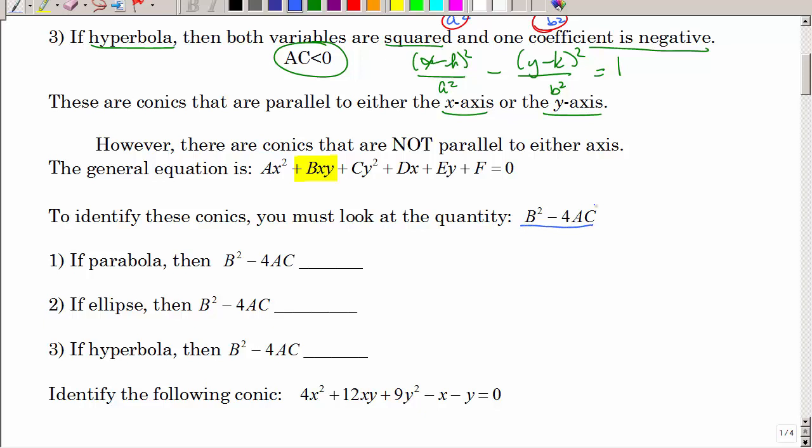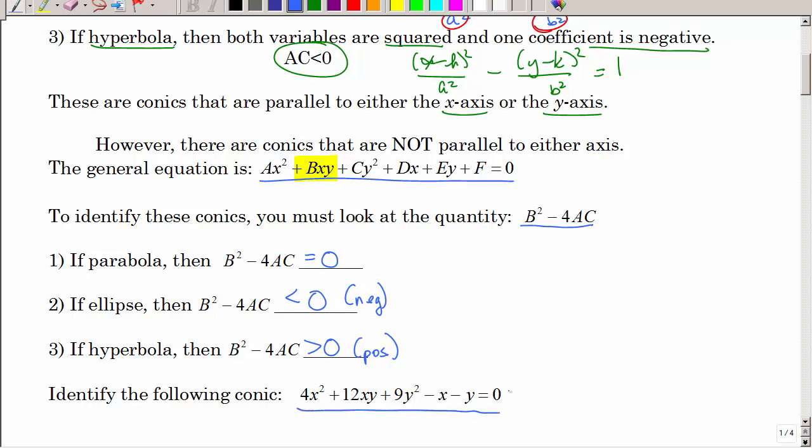You may remember from the quadratic formula that that was the discriminant, the part underneath the square root sign. If it's a parabola in this form, then b squared minus 4ac will equal 0. If it's an ellipse, that quantity is less than 0, meaning the quantity is negative. And if the quantity is greater than 0, meaning the value is positive, it's a hyperbola. That's how you can identify the conic.